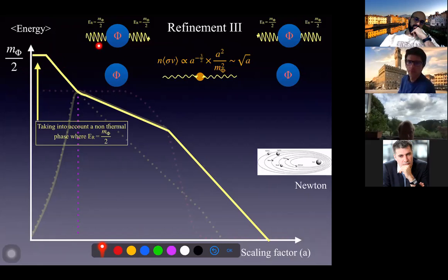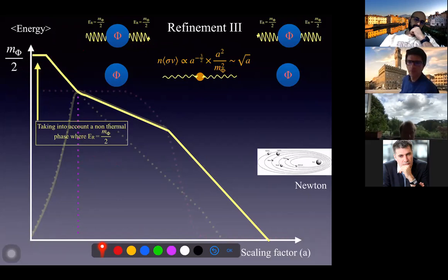So if you have production of dark matter, for instance, which is very dependent on the energy of the photon of the bath, you expect a big change in the production of dark matter in this region. So where the energy of the radiation is almost the mass of the inflaton divided by two, you can do the exercise for relativistic inflaton also.